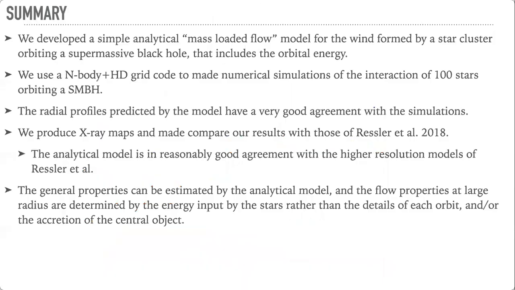Okay, so I'll summarize here. We developed an analytical model of this mass loaded flow from a wind formed by a star cluster, including the orbital motion and the potential energy of the central object and of the winds that are depositing also potential energy. We do simulations with an n-body plus hydrodynamic grid code to solve the interaction of 100 stars orbiting our supermassive black hole, and then we repeat also for other stars. That's in the paper. The analytical model predicted radial profiles, and they agree fairly well with the simulations.